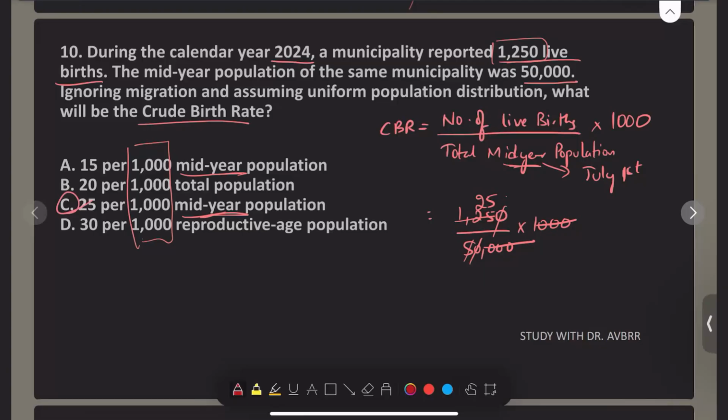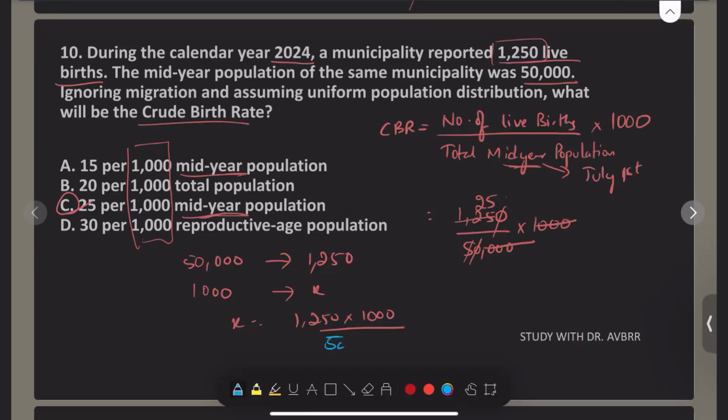I think you can also use cross multiplication for this. Let's see. For 50,000, we have the value of 1,250. Right? For 1,000, how much? You can also do this. You get the same answer, 25. So the answer will be 25. As I told you, always prefer your formulas. So that's it, guys. That's it for this session.